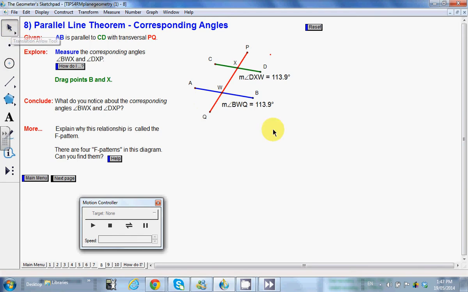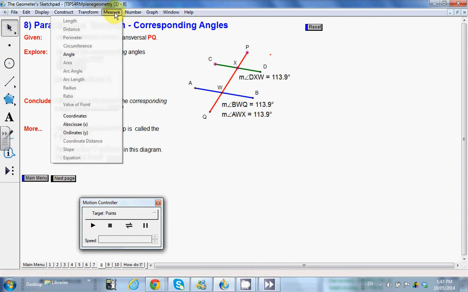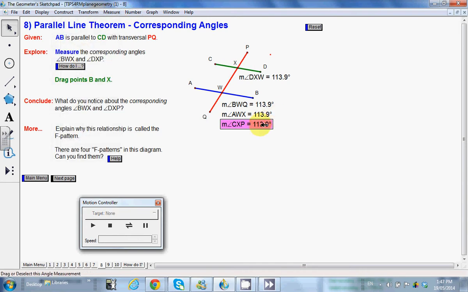So we have AWX, or you could click on the P as well, that'd be the same angle, because it's the angle at W. And measure. The other one we want to see is the CXP1. So again, in both those cases, 113.9. Now again, you can probably see why, just from the opposite angle theorem as well, so we knew that these two would have also been equal.